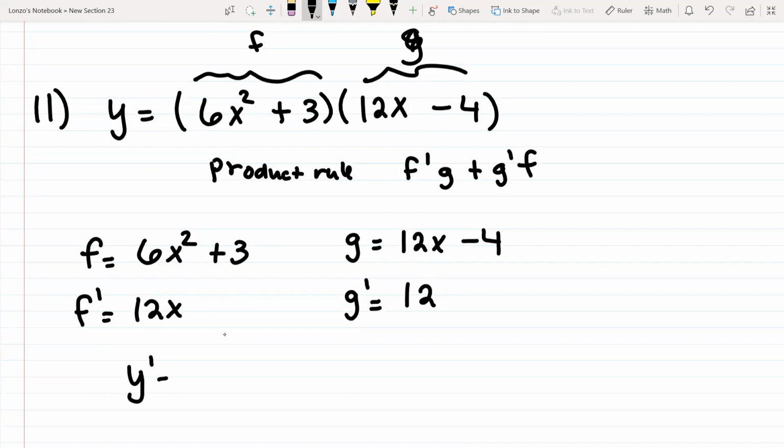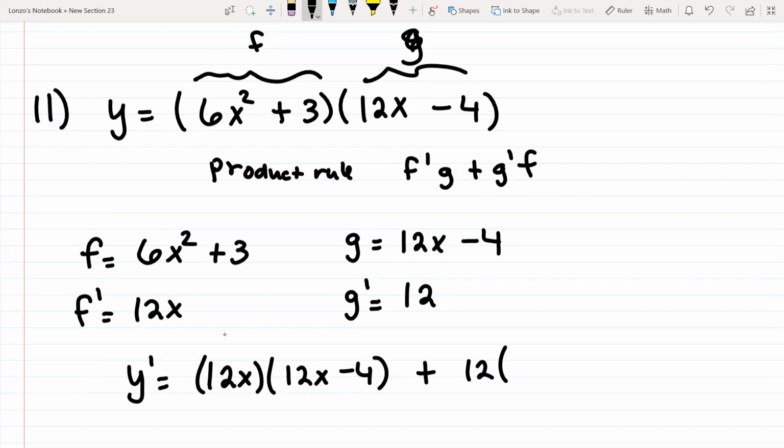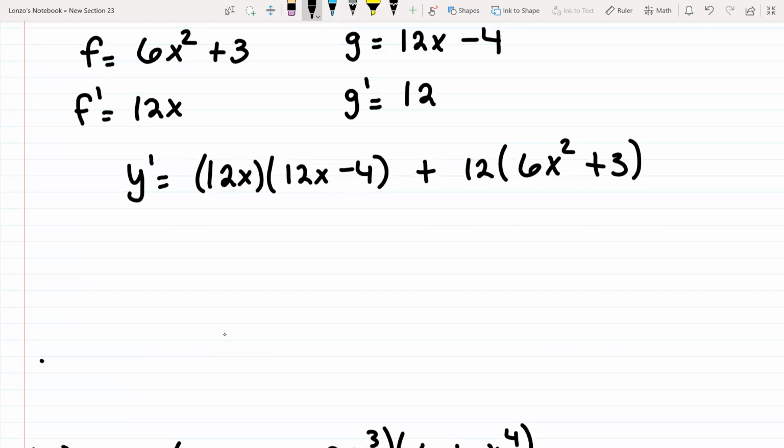Okay, so just apply the product rule. It's going to be y prime equals f prime, which is 12x, times g, which is 12x minus 4, plus g prime, which is 12, times f, which is 6x squared plus 3. Okay, so when you FOIL it out and collect like terms, y prime equals 144.